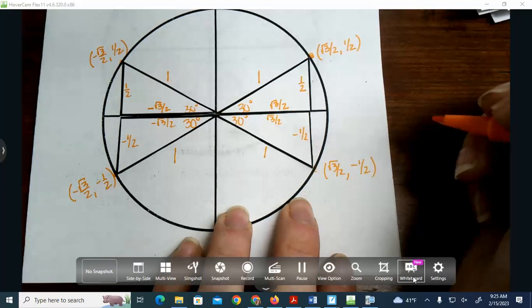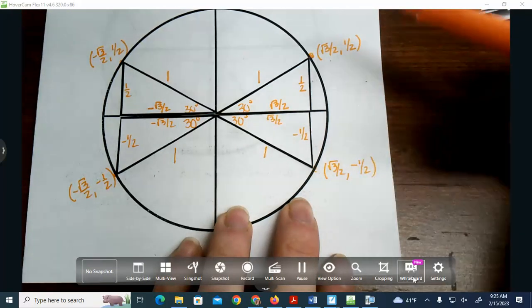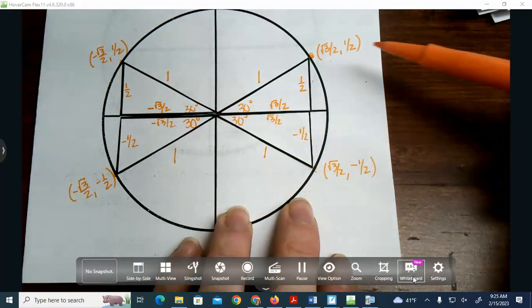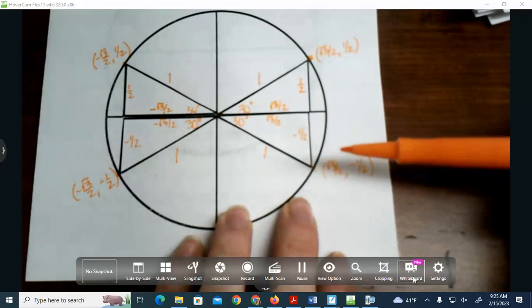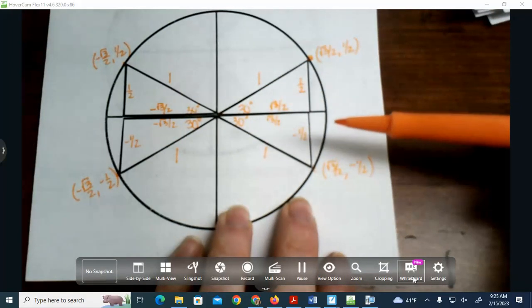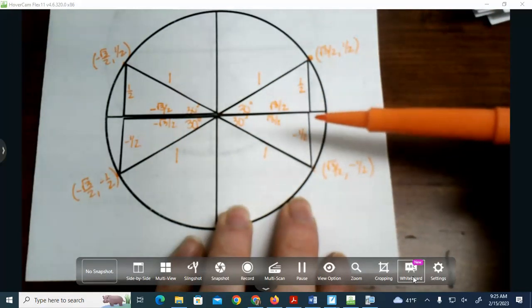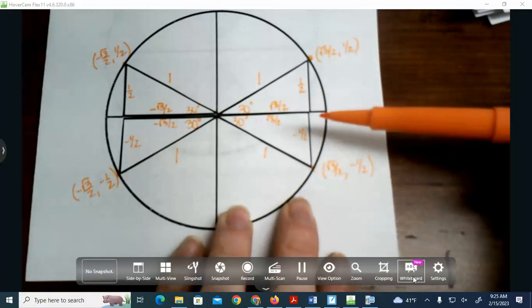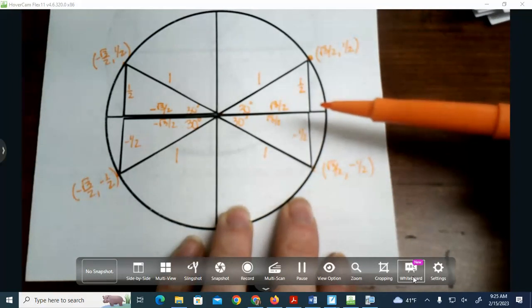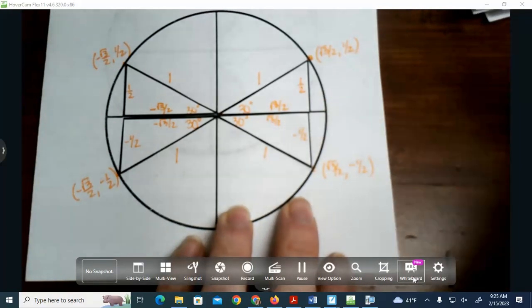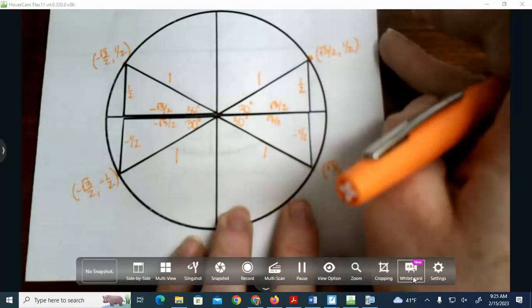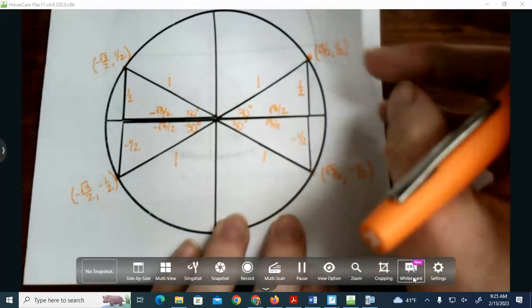All right, so what I just found are 4 points on my unit circle, and they all relate to those special right triangles that we've already seen. Are you guys okay with me there? So let's go to the 45.